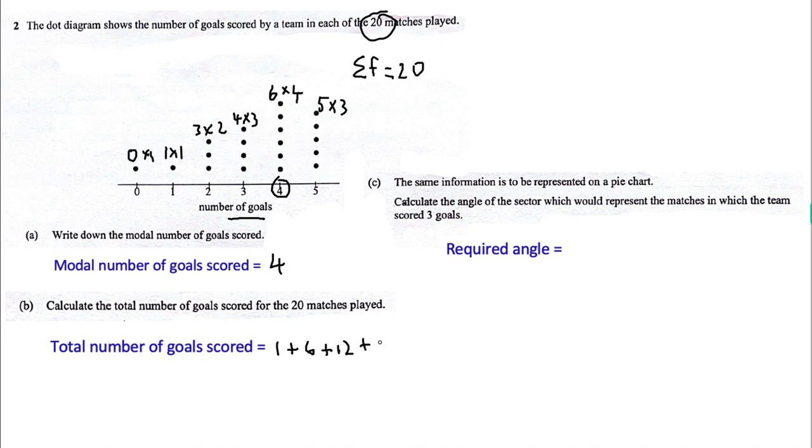Plus 24 plus 15. That gives us a total of 68.